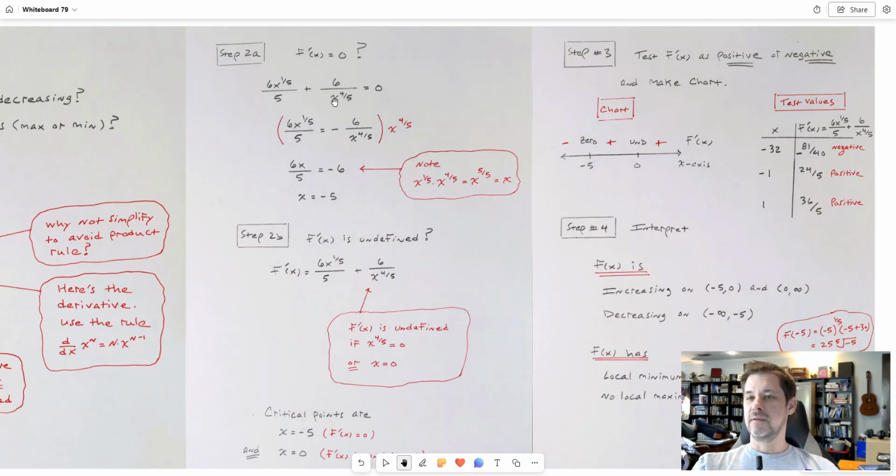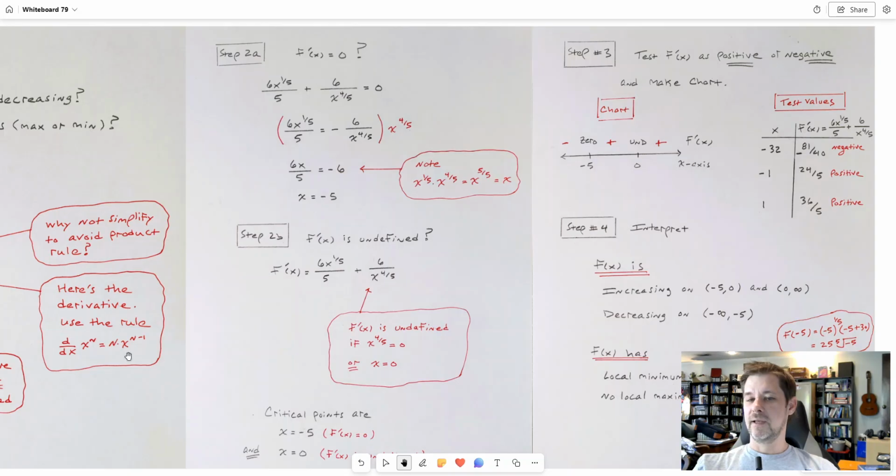So I'll do this. I'll move this term to the right hand side. It becomes negative. Then I'll multiply both sides by x to the 4/5 power to cancel that fraction. On the right hand side when I do that, I'll get x to the 1/5 times x to the 4/5, and from there when you multiply like bases you add the exponents, so I'll just get x. Then I'll multiply by 5 and divide by 6 simultaneously. I'll get x is -5. So that's my first critical point. The derivative is 0 if x is -5.